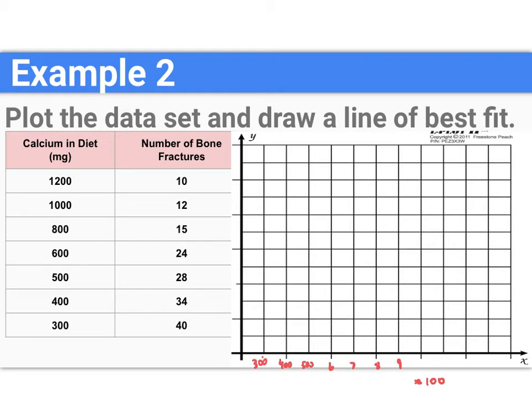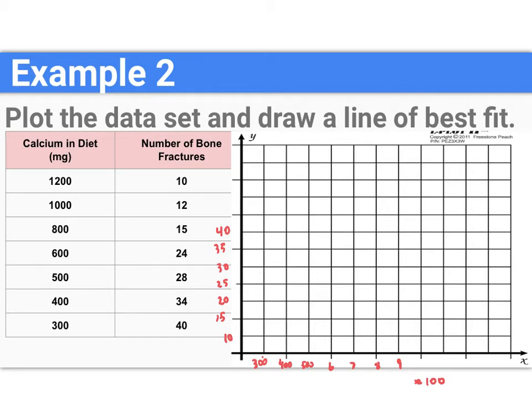All right, let's see. We've got to go from 10 to 40. 10, 20, 30, 40. That would be compact. So do I have 6 lines? Yeah, I can go 10, 15, 20, 25, 30, 35, 40. It is a little compact, but let's see. Number of bone fractures and calcium in diet.